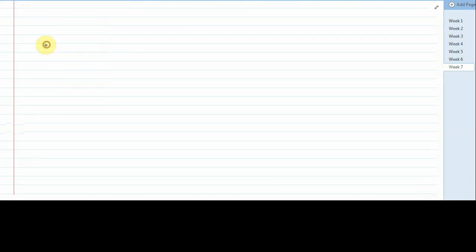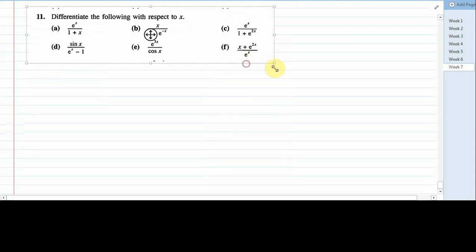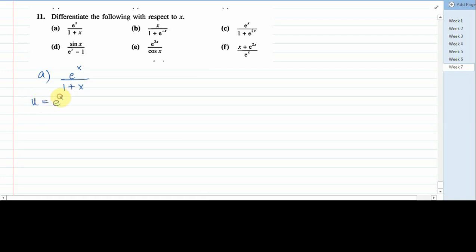It's question number 11 and it also has 6 parts, but in this case you can observe that now we need to apply u upon v here. So let's start with part A. It is e to the power x divided by 1 plus x. Firstly, you need to assign u and v here, so I'll say that u is e to the power x and u dash is e to the power x. v is 1 plus x and v dash is equal to 1.